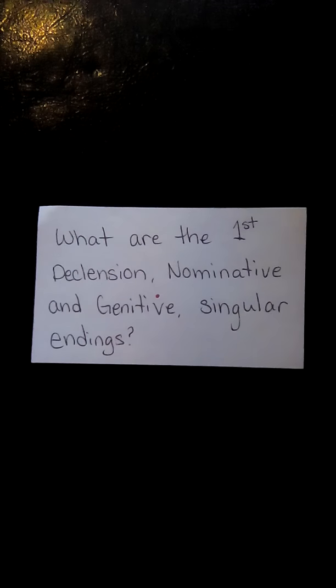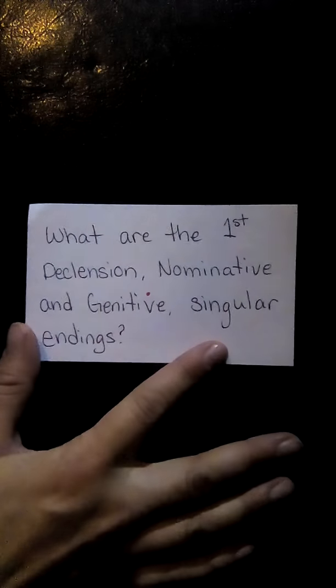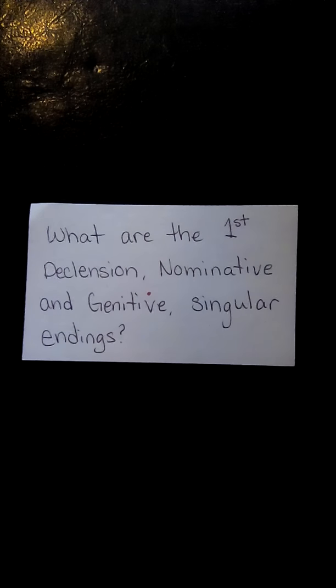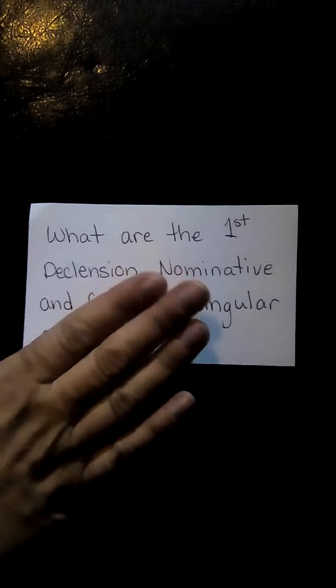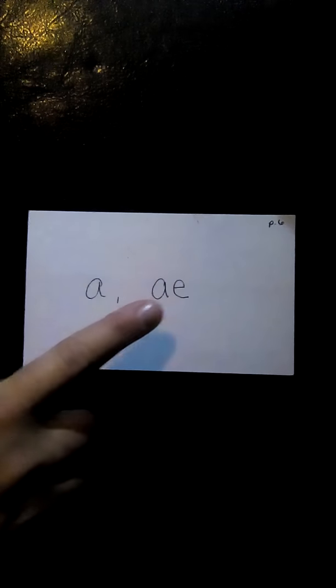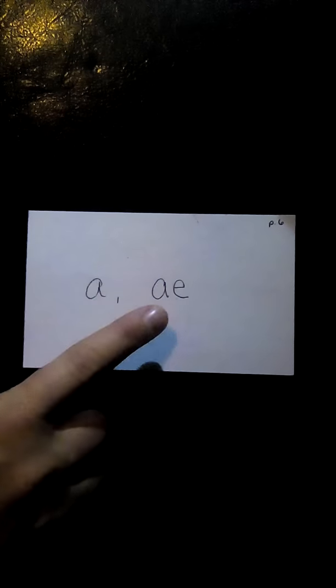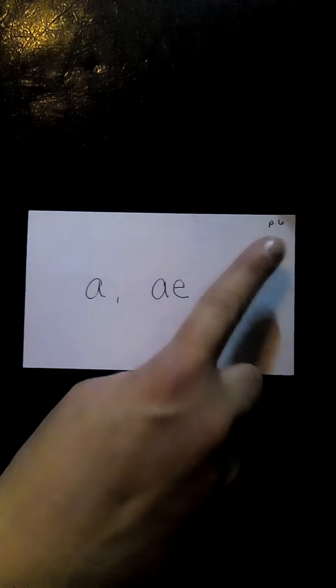So our first question is, what are the first declension nominative and genitive singular endings? These are the two endings they're going to give you for any first declension word they introduce. I'll give you just a few seconds. If you need more time, please pause. Okay, flipping it over. We have a and ae. Short a, ae. You can see more about this on page 6.